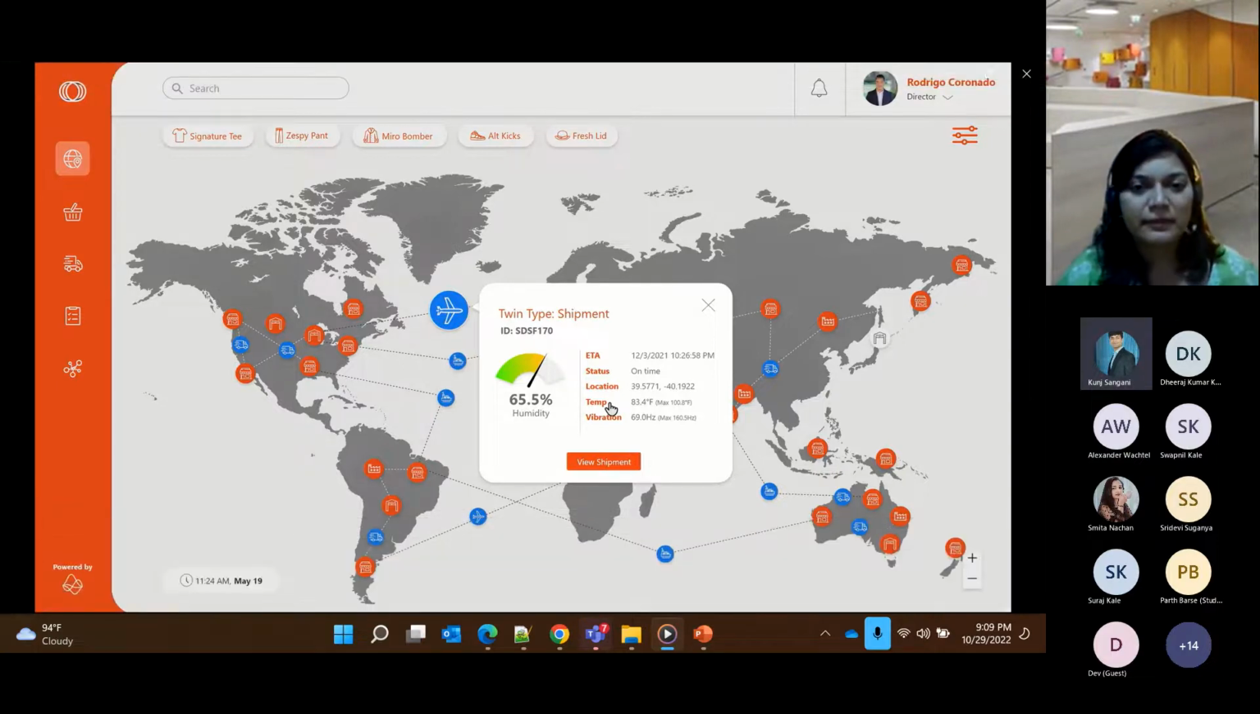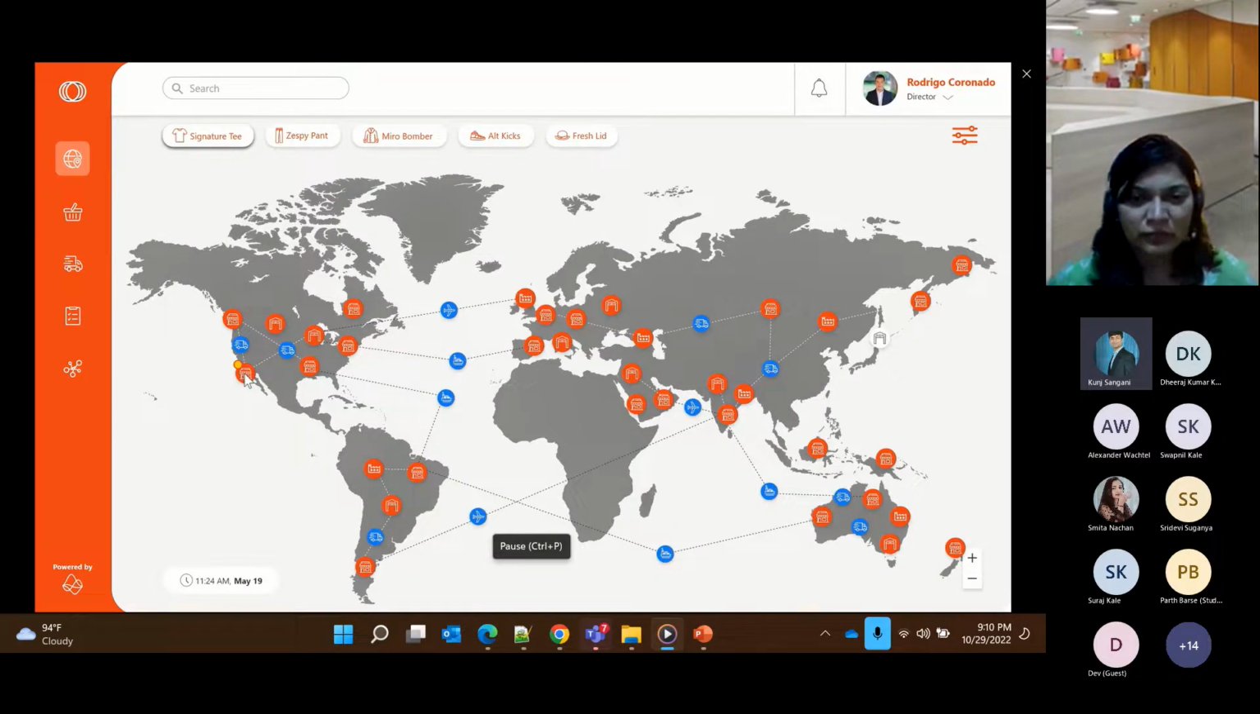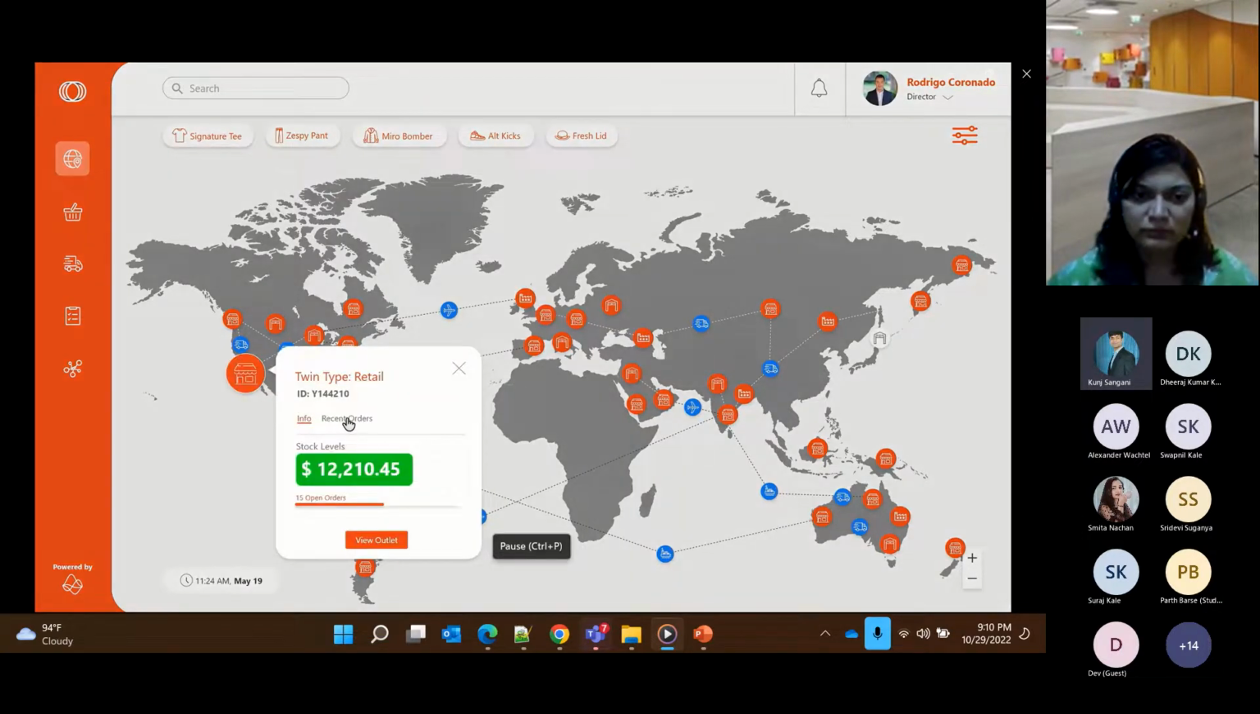And humidity. The digital twin can quickly identify if a product will be damaged before it even arrives to the retailer. As we can see, this particular shipment is scheduled to arrive on time and is currently within the humidity levels we need to maintain the quality of the products in transit. In our global view, we can see an alert at one of the retailers. This retailer is having a problem with a t-shirt shipment in California.